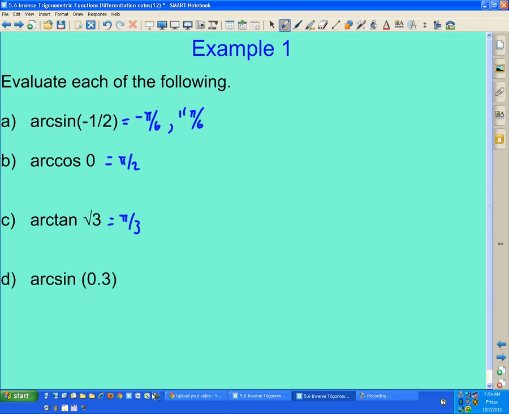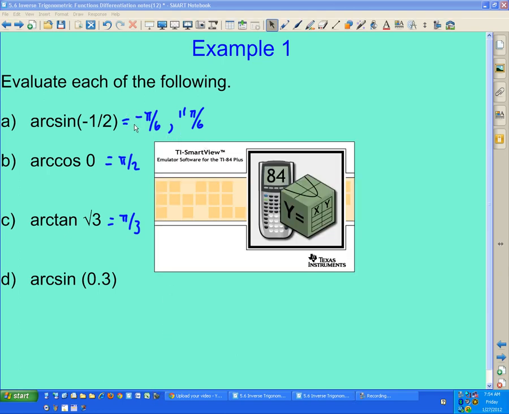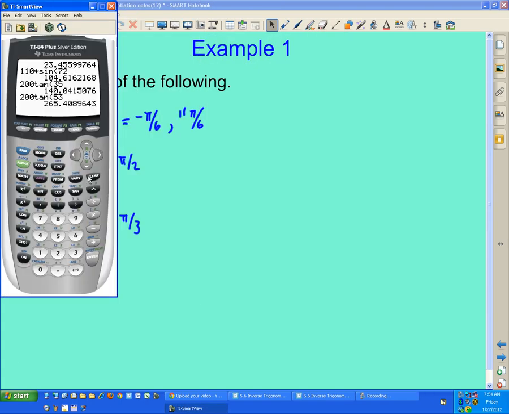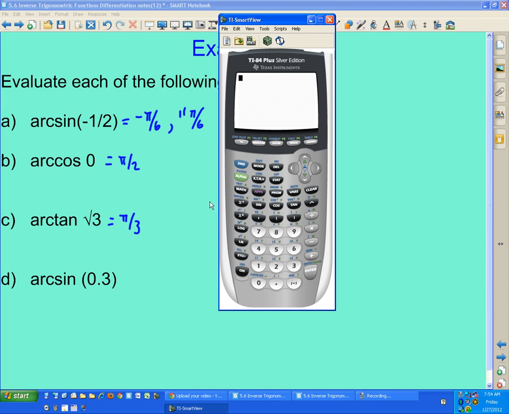For this last one down here, you're going to have to punch this in on your calculator. Let me open up my calculator real quick. The arc sine button is second sine, and then we type in 0.3, and oops, I'm in degrees. Check your mode, make sure you're in radians. Once we get out of that, we can do second sine of 0.3, and we get that number, which is what we were looking for.